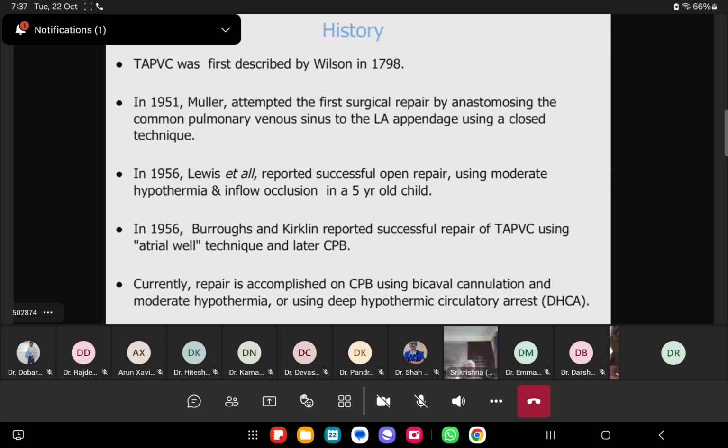History. TAPVC was first described by Wilson in 1798. In 1951, Muller attempted the first surgical repair by anastomosing the common pulmonary venous sinus to the LA appendage using a closed technique. In 1956, Lewis et al. reported successful open repair using moderate hypothermia and inflow occlusion in a 5-year-old child. In 1956, Kirklin reported successful repair of TAPVC using the heart-lung machine and later CPB. Currently, repair is accomplished on CPB using bicaval cannulation and moderate hypothermia, or using deep hypothermic circulatory arrest.